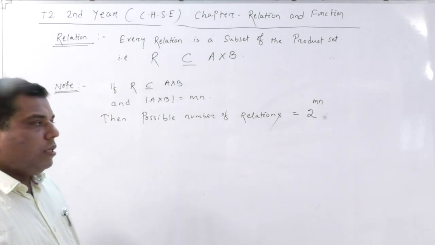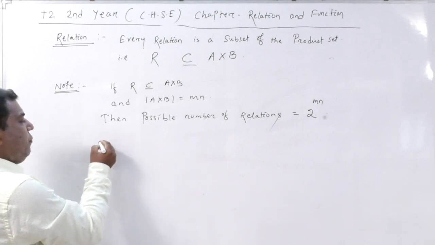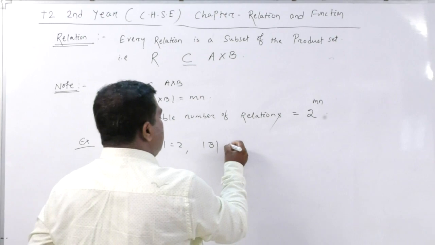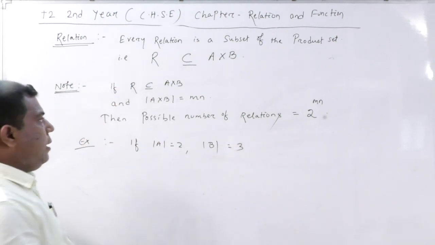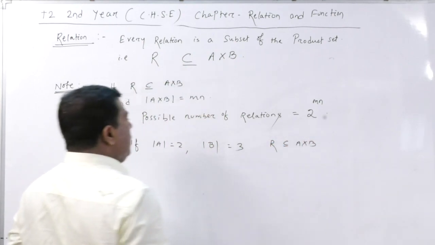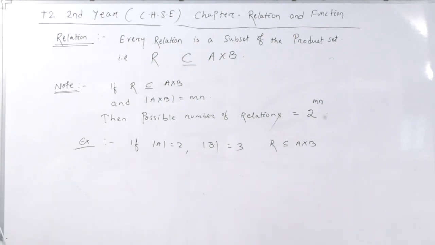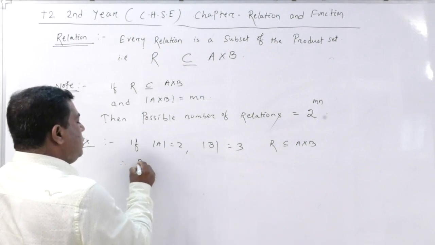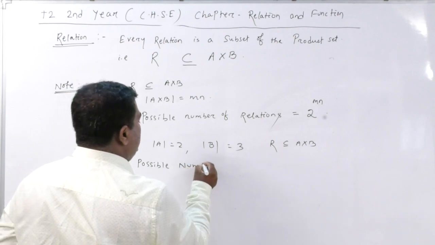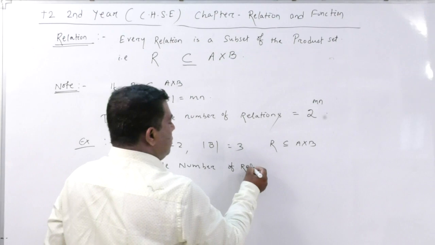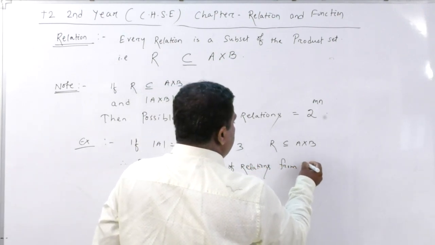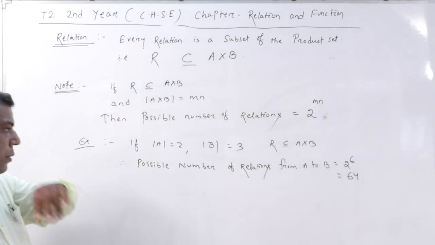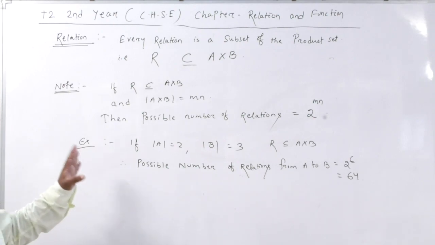Very good. So, if somebody asks you, for example, if the cardinality of A equals 2 and the cardinality of B equals 3, and a relation is taken as a subset of A cross B, how many relations are possible here? It is 2 to the power 6. Therefore, the possible number of relations from A to B equals 2 to the power 6, which is equal to 64. So, in this way, we are able to find the total number of relations from A to B.